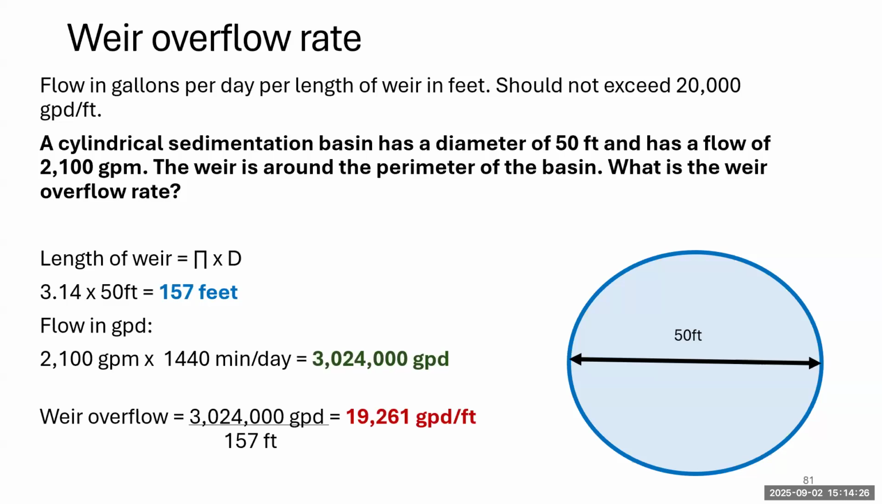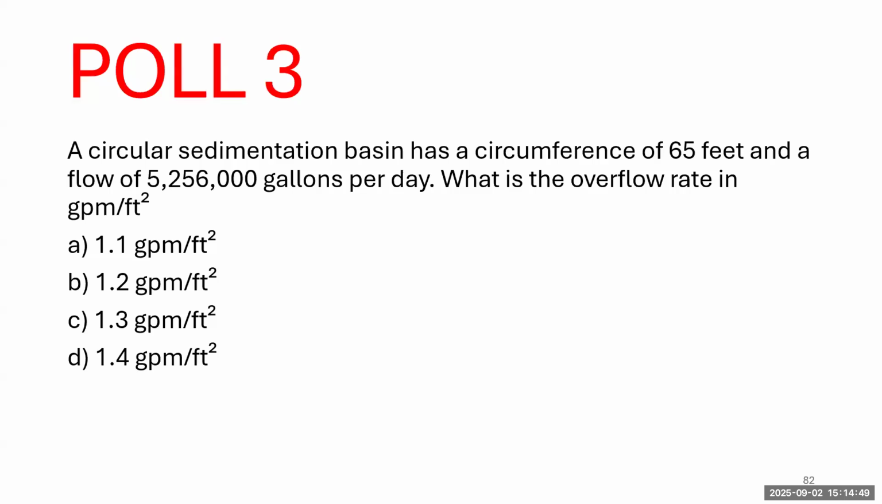Now we have everything we need to calculate the weir overflow rate. 3,024,000 gallons per day divided by 157 feet of our length of weir, and we get 19,261 gallons per day per foot. We'll go back up to the top and compare it to what it should not exceed, and we are below 20,000 gallons per day per foot, so we're in good shape there. If we were above, it would probably mean we're applying too much water to that sedimentation basin.